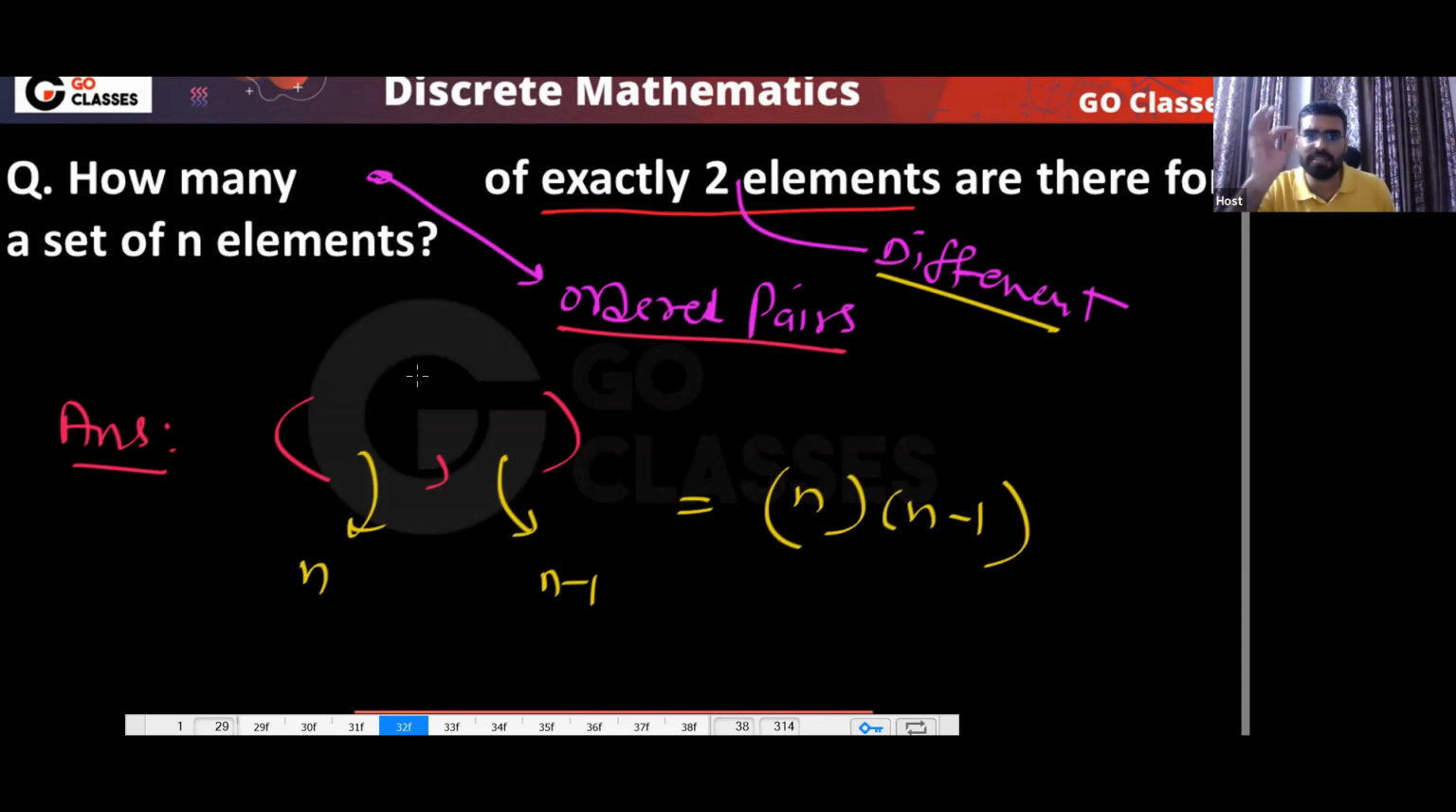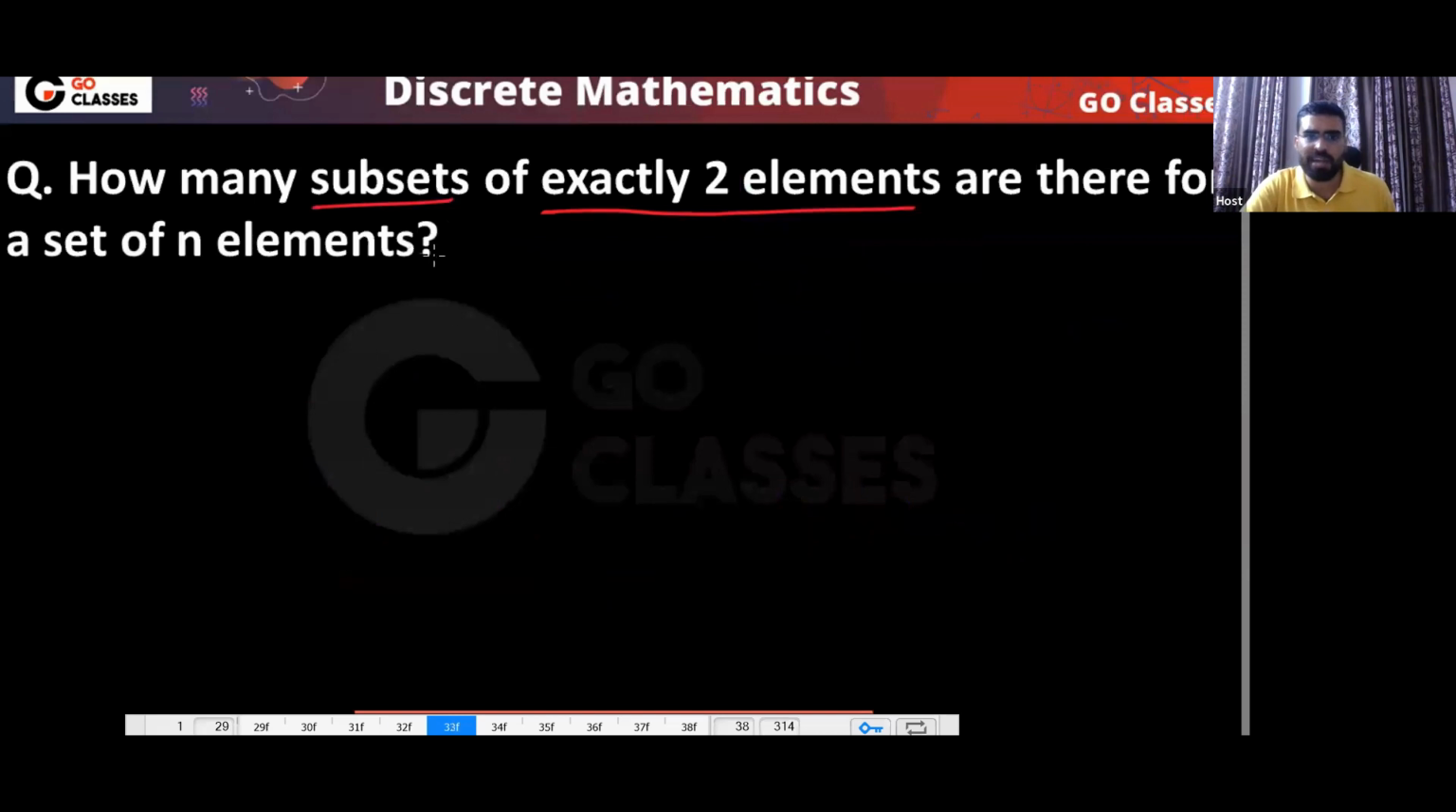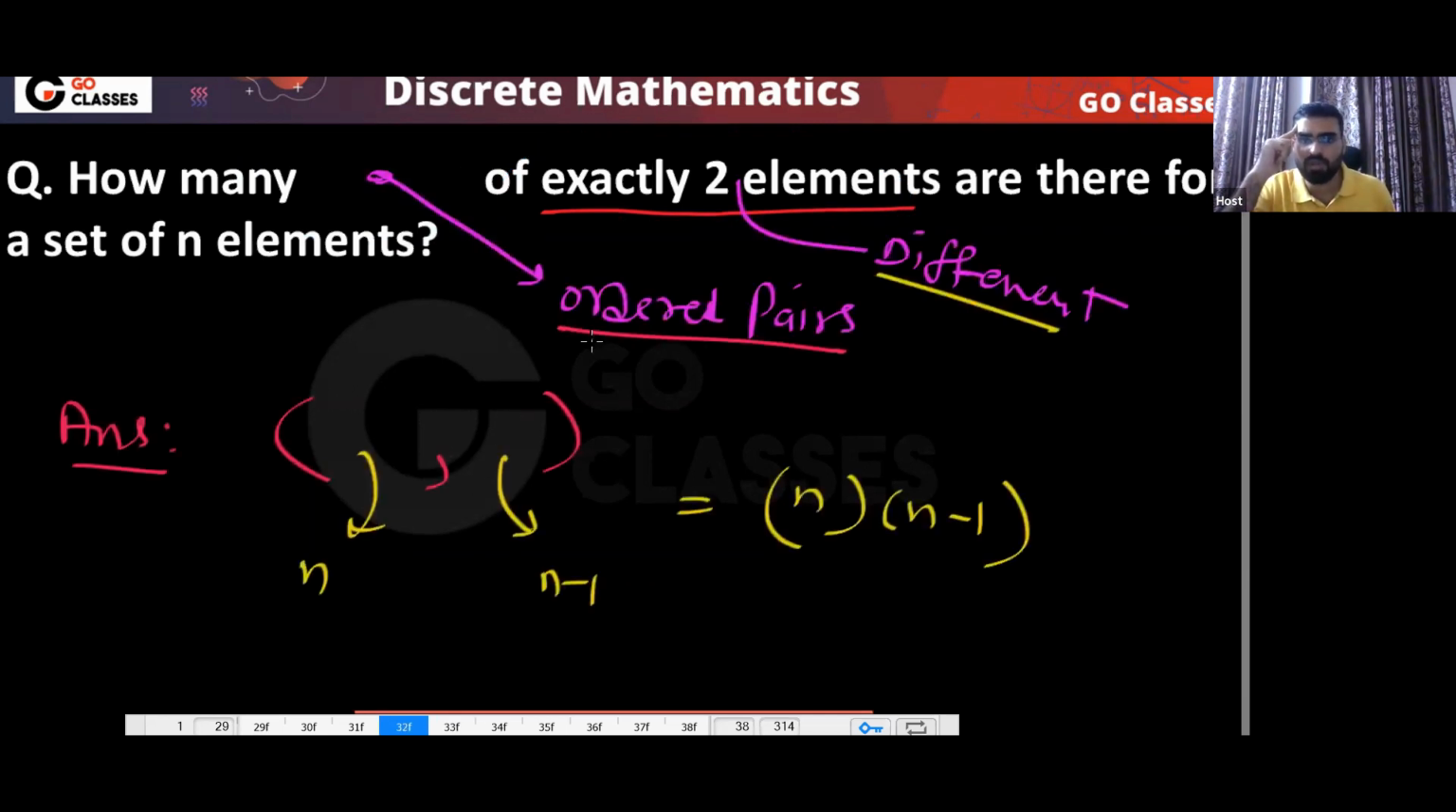Okay, so let's understand the division rule. This is our motto, this is our target. Understand the division rule. So you can notice this is our actual question. The question is asking how many subsets of exactly two elements are there. But if the question is like this, ordered pairs of two different elements, then the answer is very simple, yes or no? For this question, you can easily get the answer. That will be n into n minus 1.